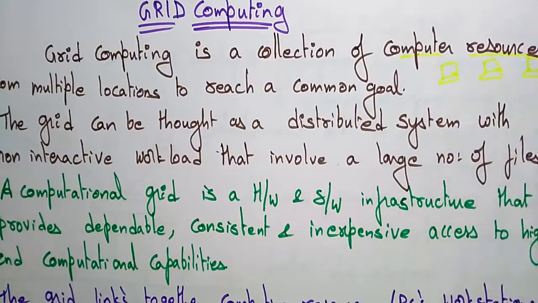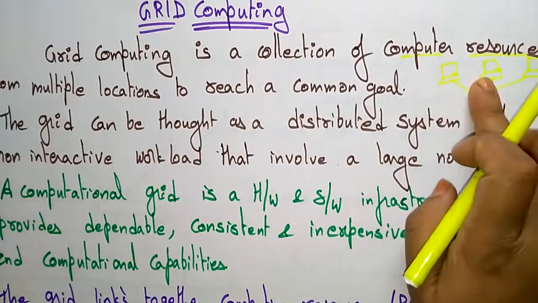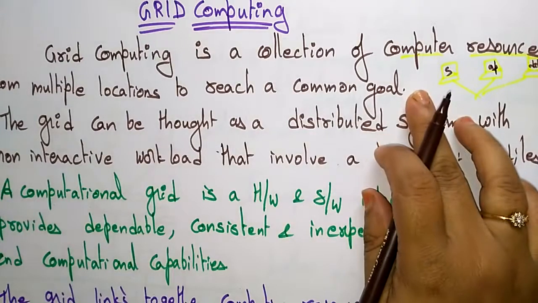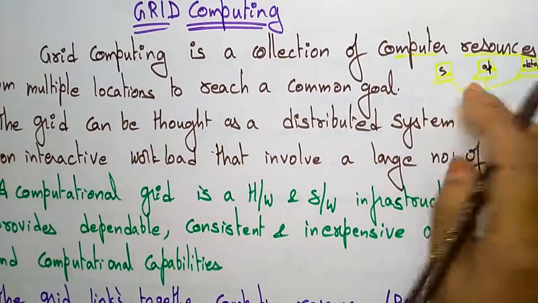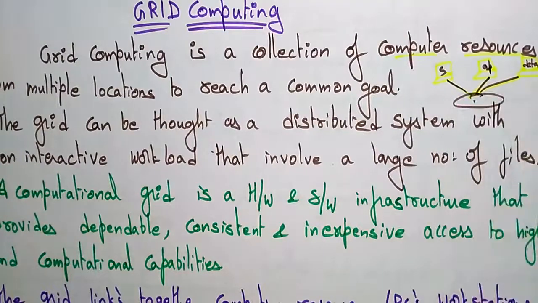Each computer has its own resources like the processor, storage, data and applications. So grid computing means a collection of computer resources from multiple locations. Storage is present in one location and applications are present in another location, or let us take the data is present in another location, like that. So grid computing is a collection of computer resources from multiple systems, multiple locations, to reach the common goal. That is grid computing.